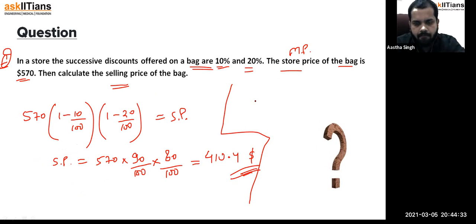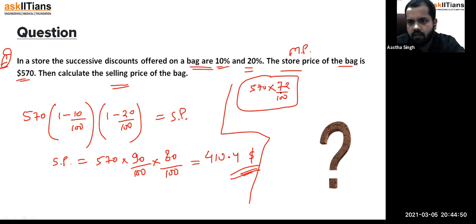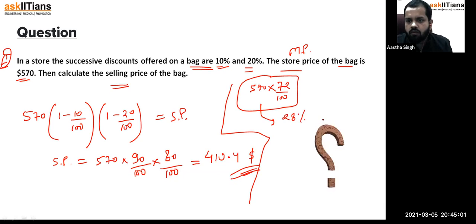Suppose in the same question, what you have done? You have done 570 multiplied by 8 times 9 is 72, 570 into 72 upon 100, right or not? So what does 72 define here? It is just equivalent to your 28% discount, or not.